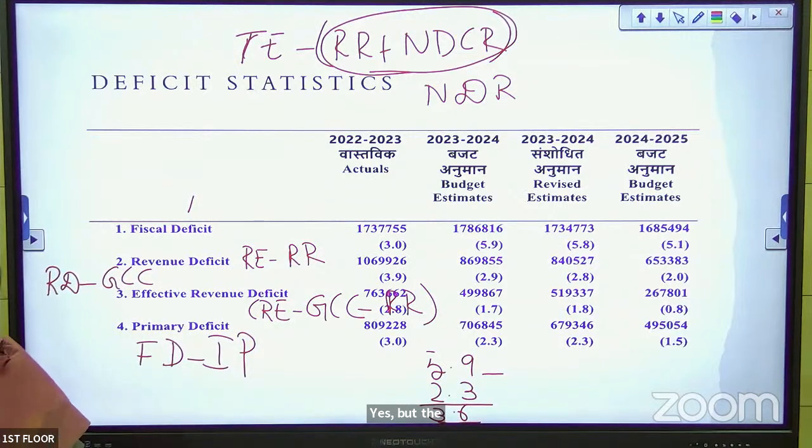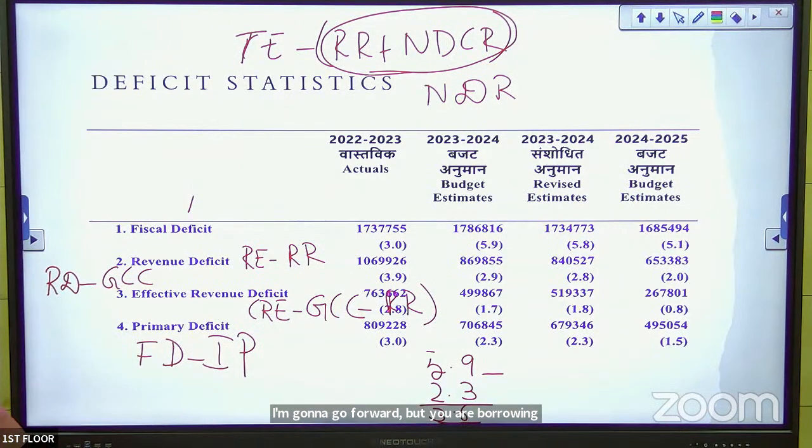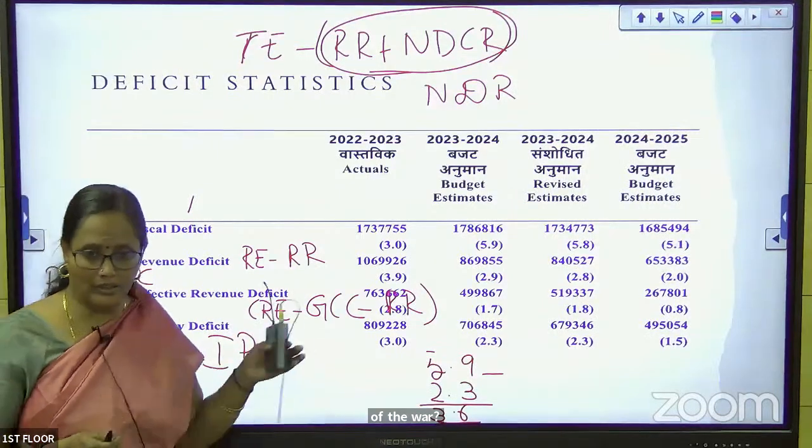Borrowing and doing something good with it is still fine. If you do great things using the borrowings, the country will go forward. But you are borrowing in order to repay the earlier borrowings, which is the significance of the word primary deficit. So are we done with all this?